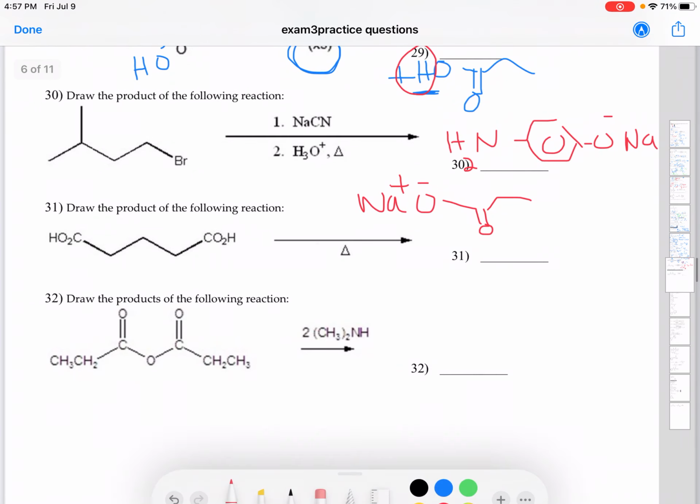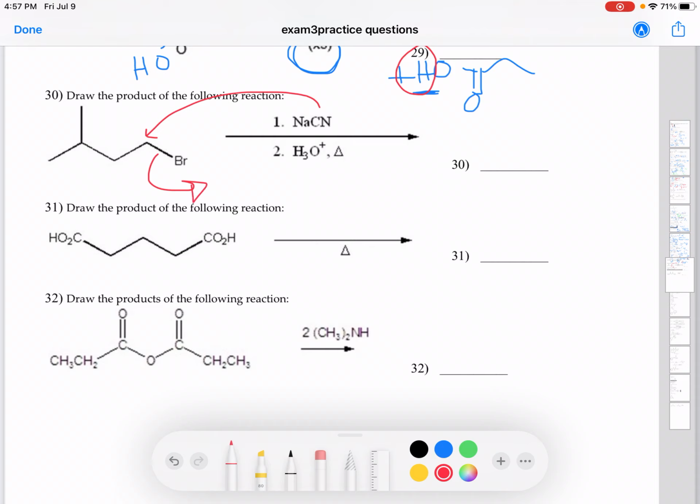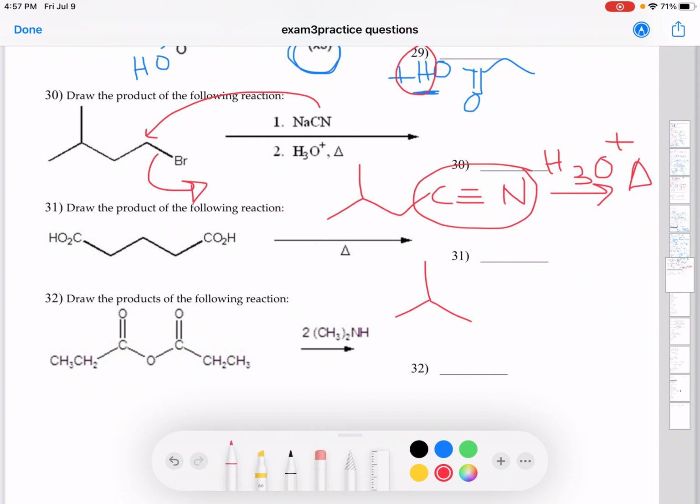Number 30. Draw the product of the following reaction. Easy one. You have a bromide and then you are reacting the bromide with cyanide. So it's again in SN2 fashion. Cyanide would substitute for bromide. And then you heat it up with H3O plus, an acid. What's going to happen? The nitrile will hydrolyze to give you a carboxylic acid. When you heat a nitrile group with acid, it will give you a carboxylic acid.